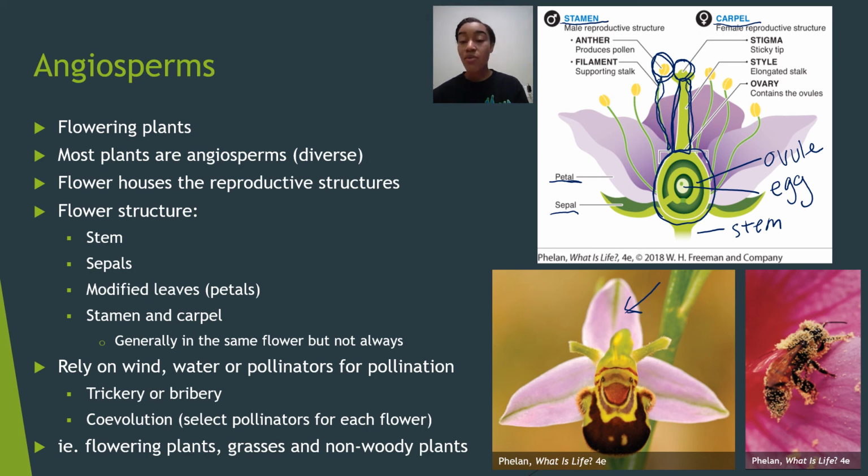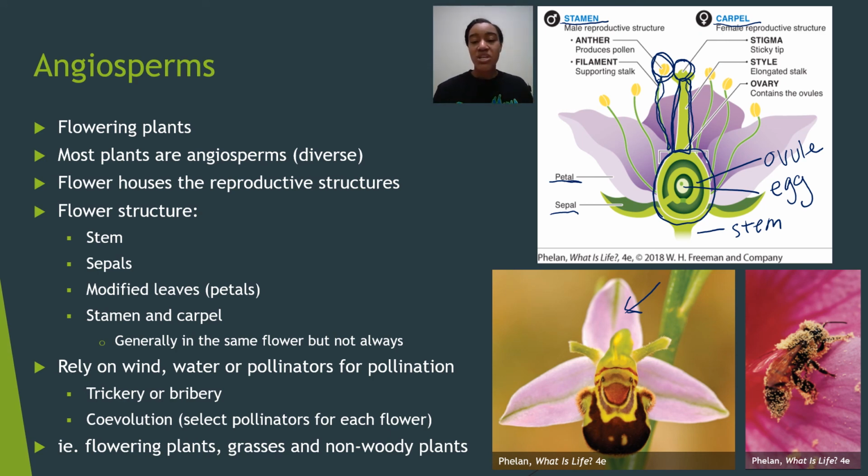The flowers, just like when we were looking at the gymnosperms, can rely on wind to reproduce. They really rely on wind to carry their pollen grains to the stigma of various other flowers of the same species. But something really cool that angiosperms can use that gymnosperms generally don't are pollinators. So they can attract various different organisms to help them reproduce.